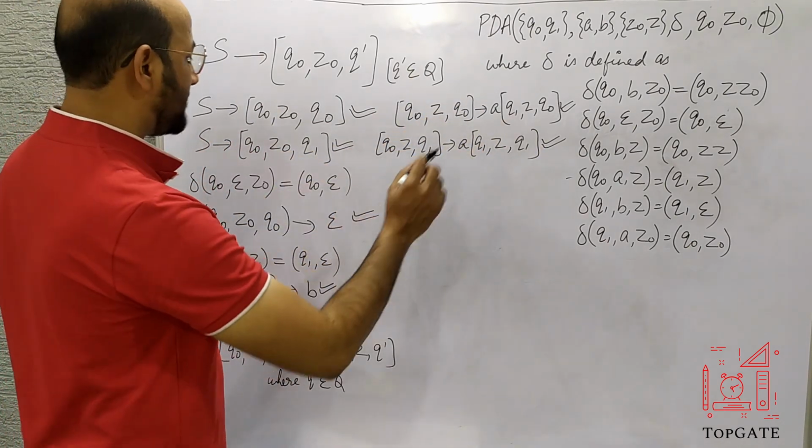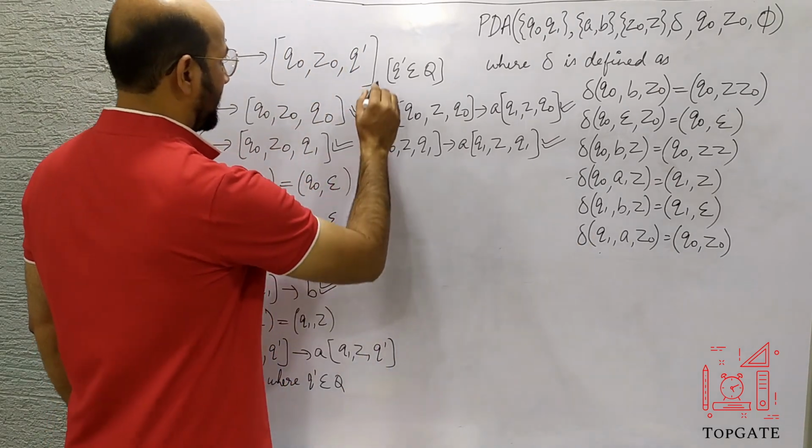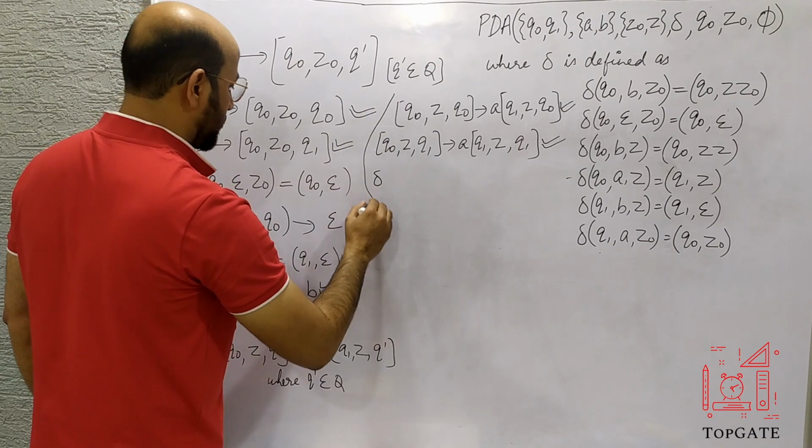Now let's take the second bypass operation. The second one is this one. I'll just divide it so there is no confusion.